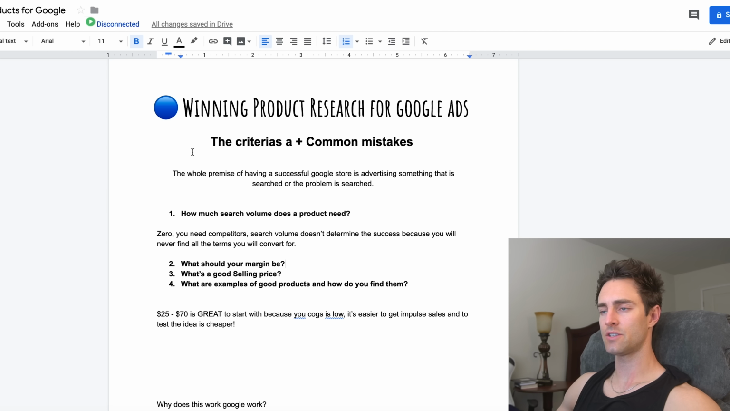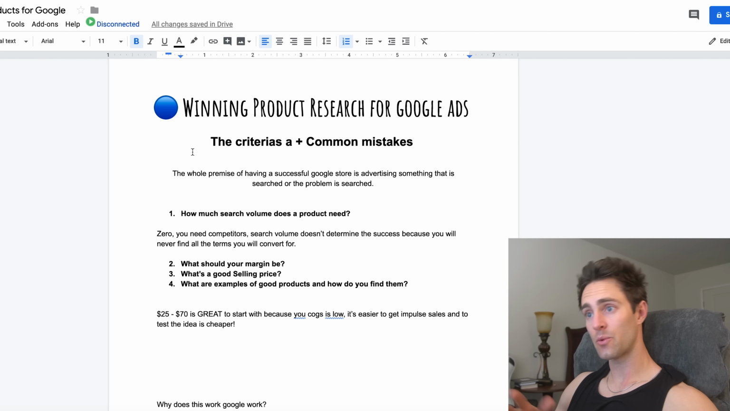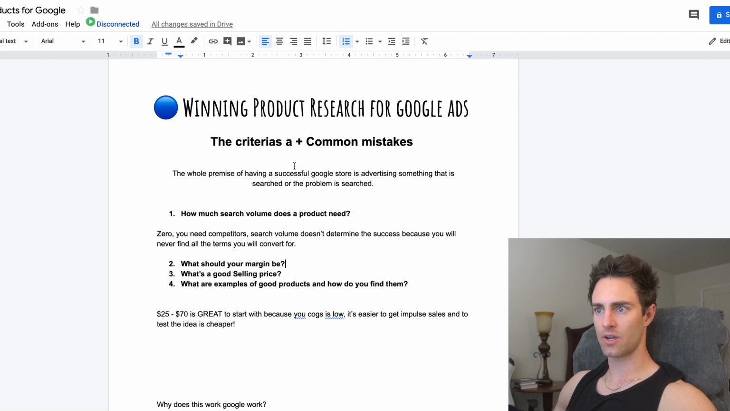Okay, so let's get right into it. There are two main parts that we have to cover as far as product research when it comes to Google Ads. The first part is the product criteria. What exactly are we looking for in a product? The second part is how do we find that product? So first is the criteria. And the first thing I want to cover is demand.